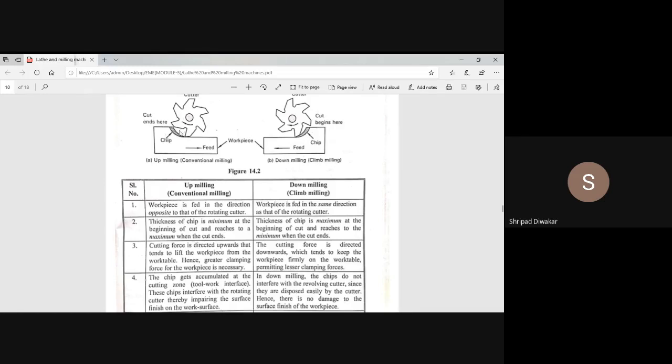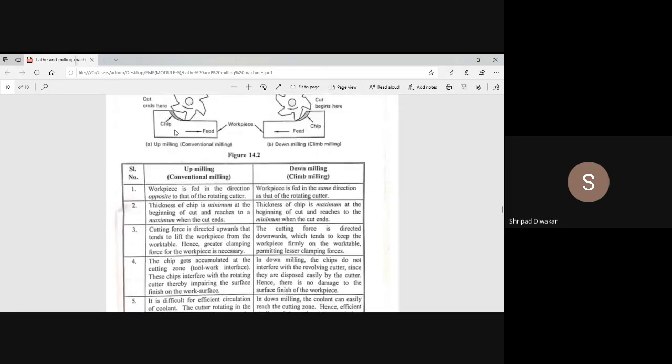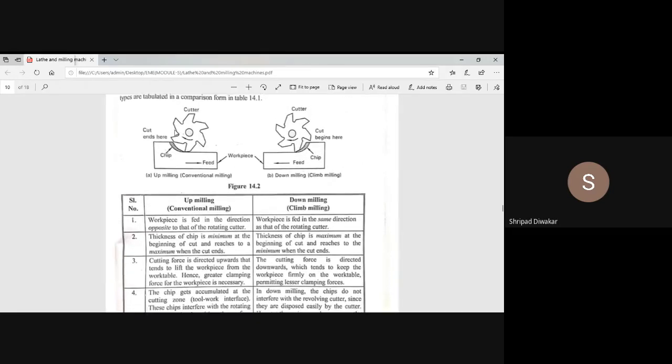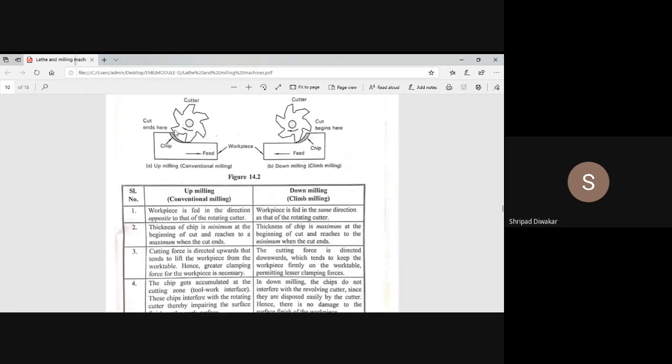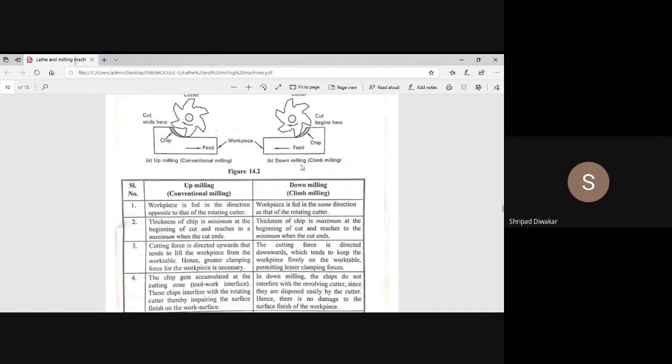So because of the chip thickness, it requires larger clamping force. Okay, next, surface finish is not so high in case of up milling. Surface finish is accurate, and we get the required surface finish in case of down milling. This is the fourth difference.